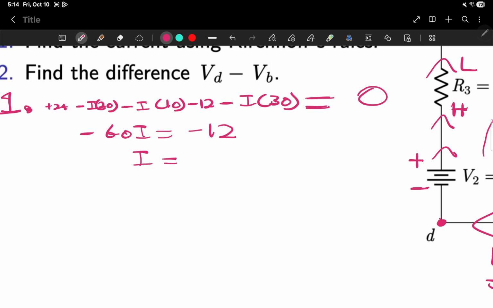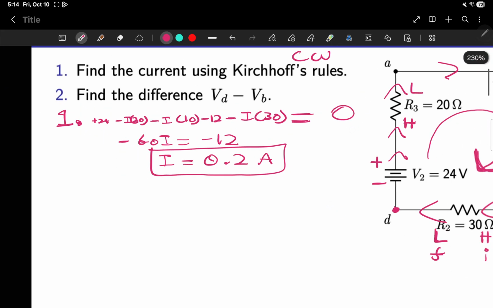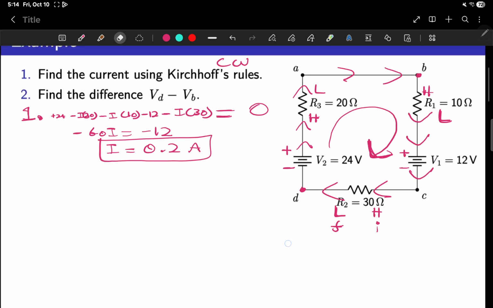And now I'm just going to use my calculator. I'm going to do minus 12 divided by negative 60. That gives me 0.2 amperes. Now I'm going to do some erasing.